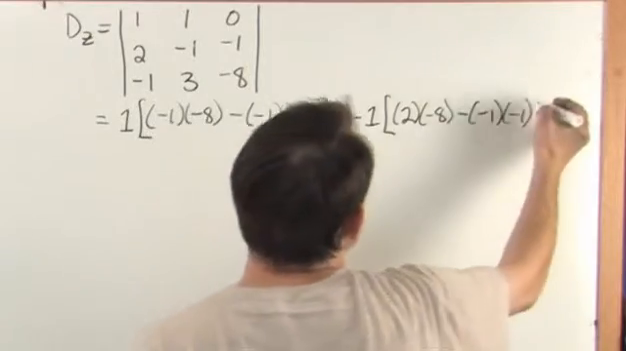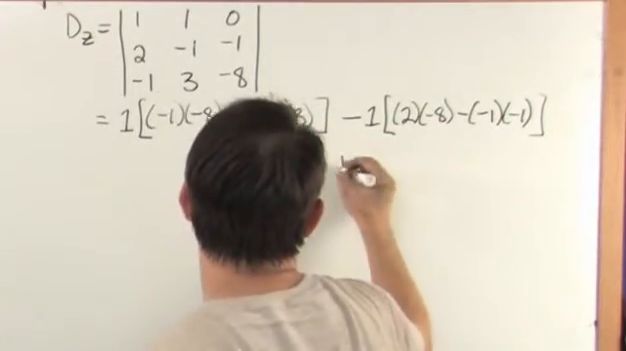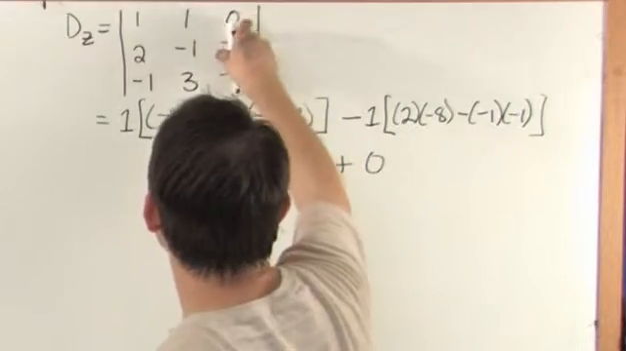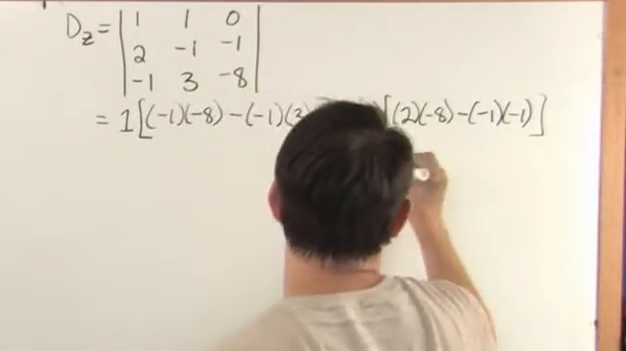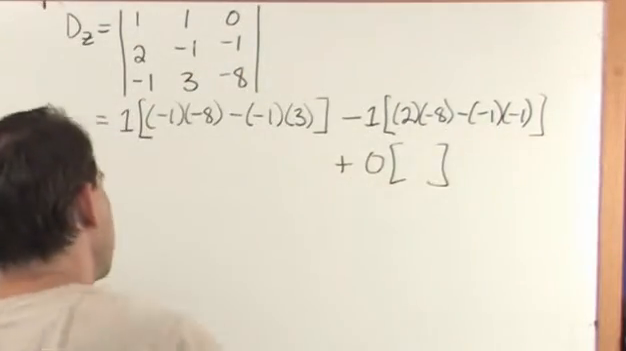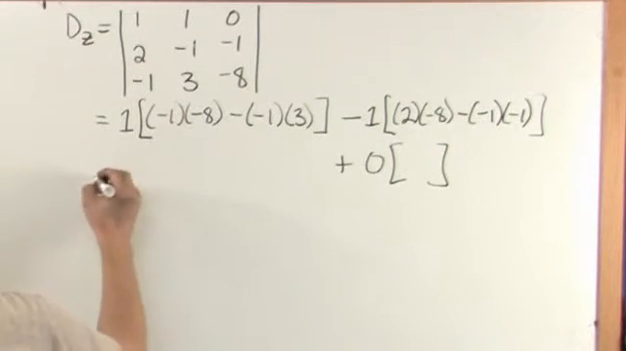Okay? Now technically you're going to have a third term because you're going to have plus 0, and you're going to have some more determinants here, but it's really just not going to matter, so I'm going to leave it blank because you're going to have a 0. It's going to make the whole thing go to 0 there. Okay?